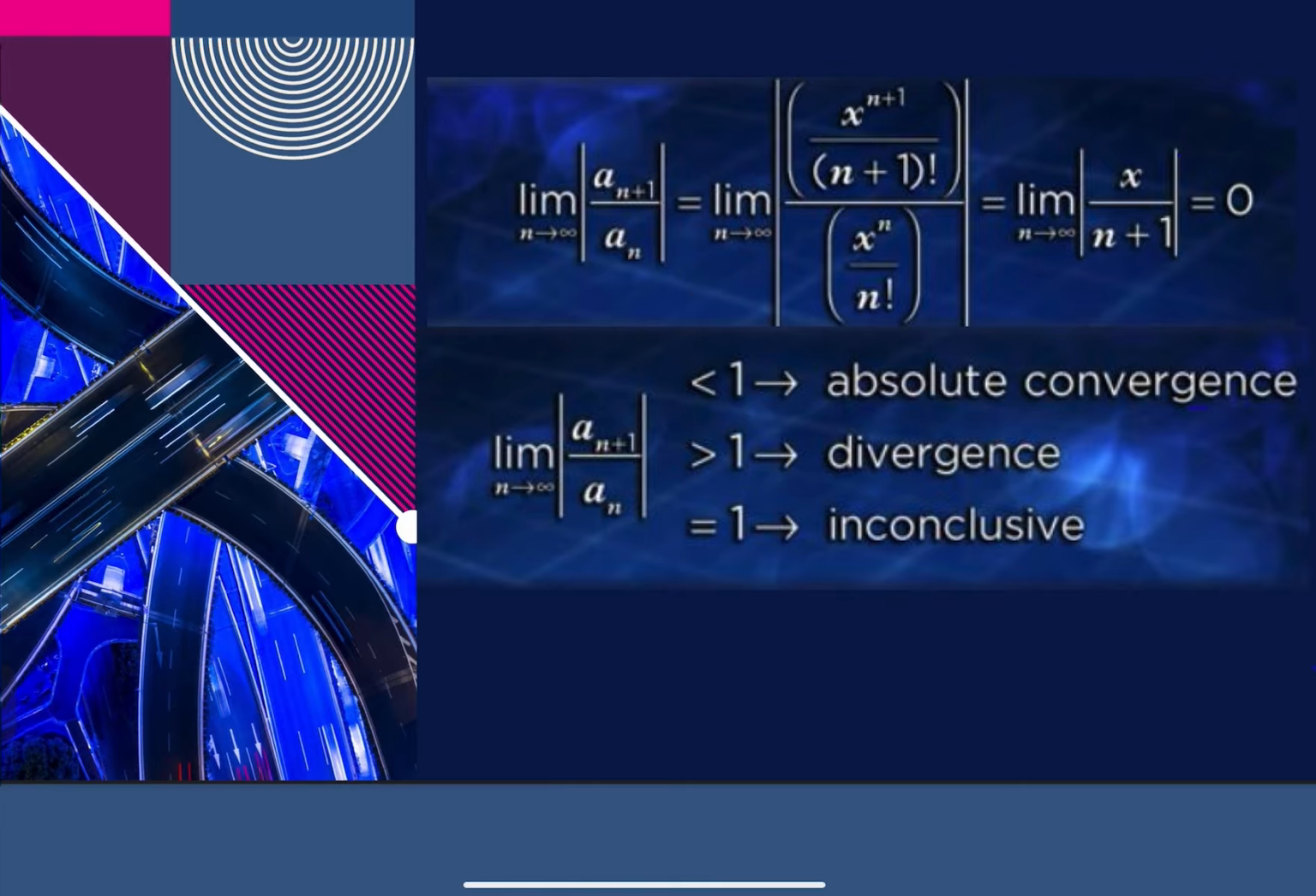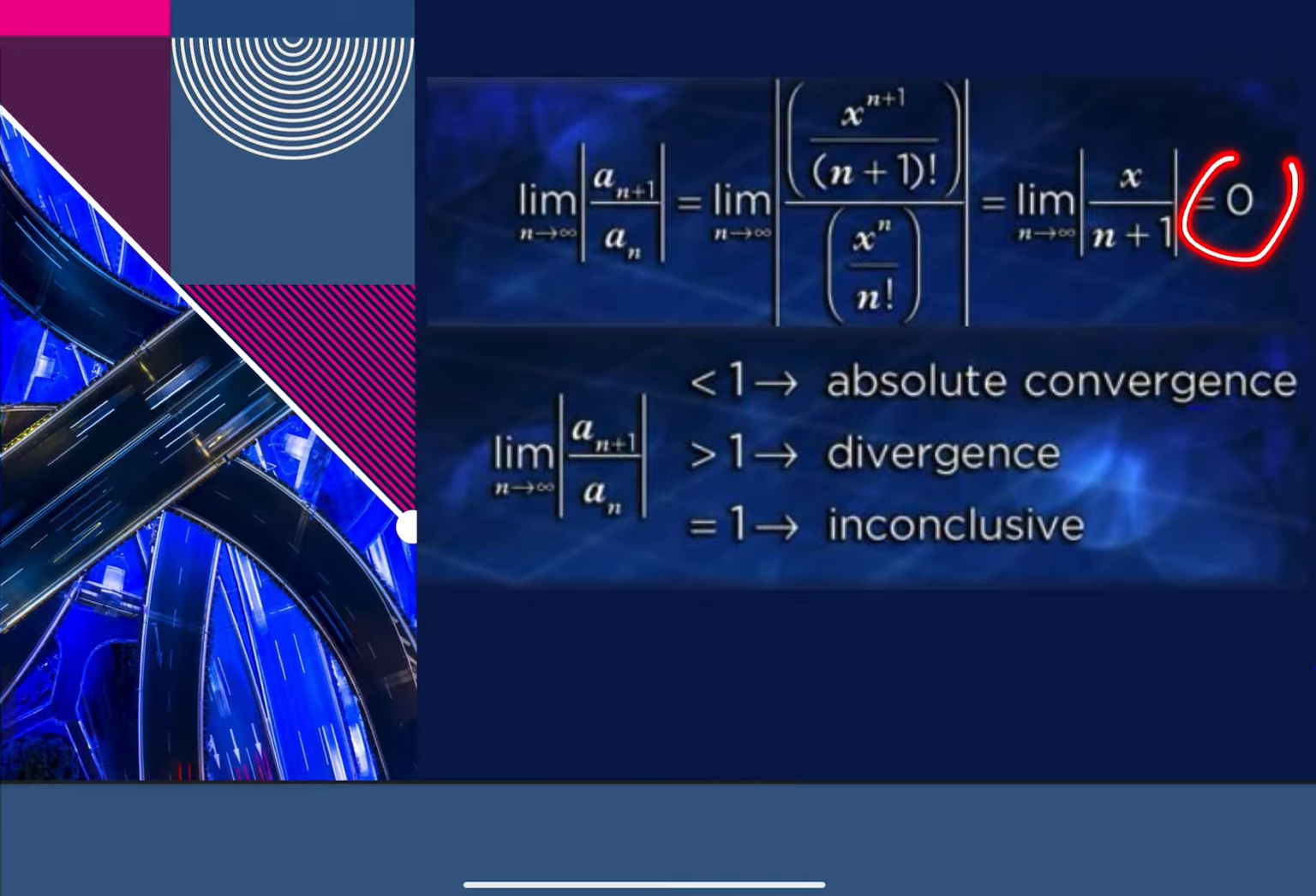The nth term will be in the denominator, so it's x to the n over n factorial. And in the numerator, we have the next term, so that would be x raised to n plus 1 divided by n plus 1 factorial. And then we did some simplifications here. All the x's cancelled except for one x in the numerator, and the factorial simplified to n plus 1 in the denominator. And that limit as n goes to infinity is 0.